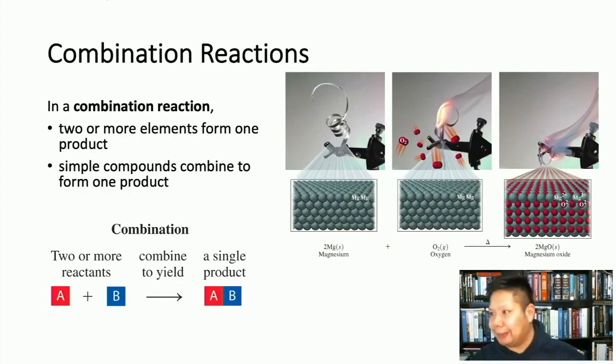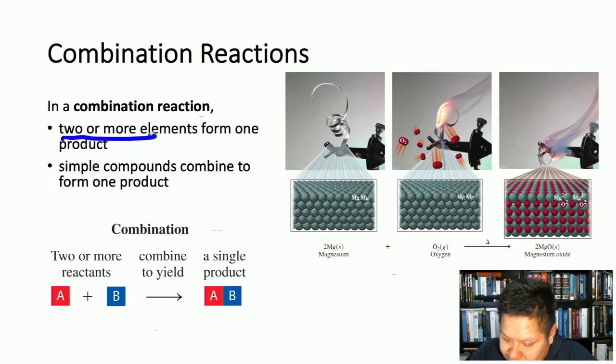The first one is a combination reaction, right? And this slide is very helpful because it has everything on it that you need to know about this type of reaction. It's normally 2 or more elements forming one product. That's a combination reaction, right? That's a combination.